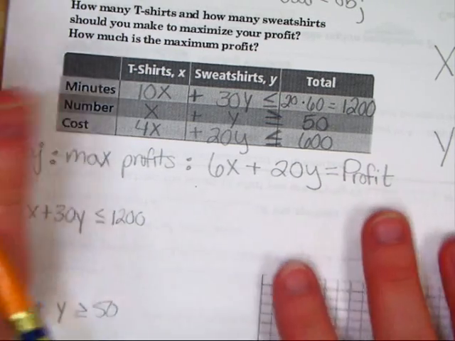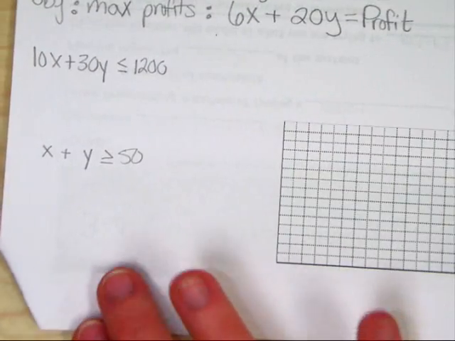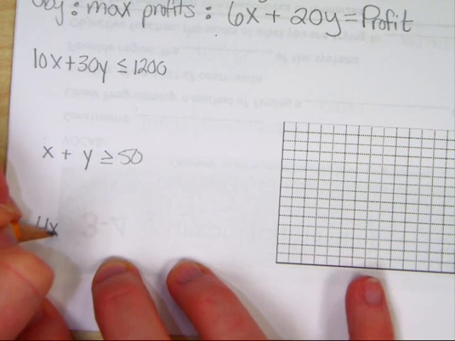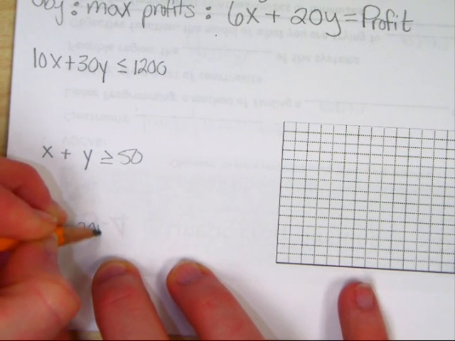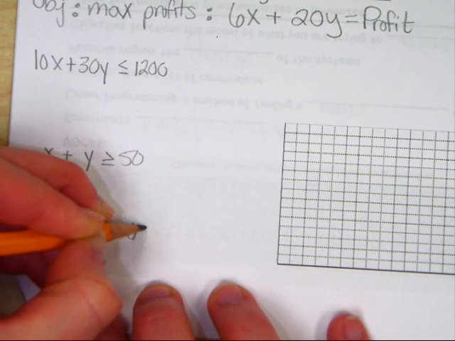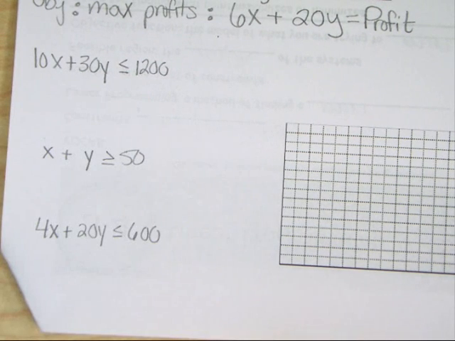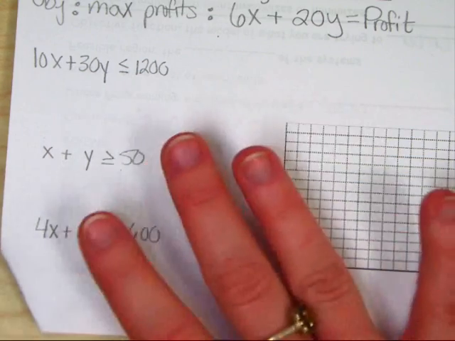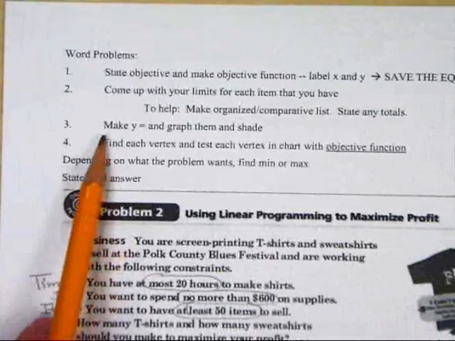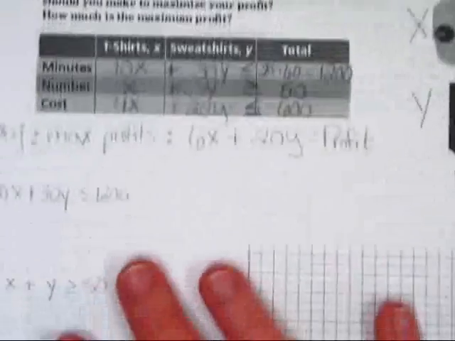Keep your handwriting small, guys. And the last equation is 4x plus 20y has to be smaller than or equal to 600. And that's the money equation. Now we need to solve for y in order to graph. That is step 3. Make them say y equals.